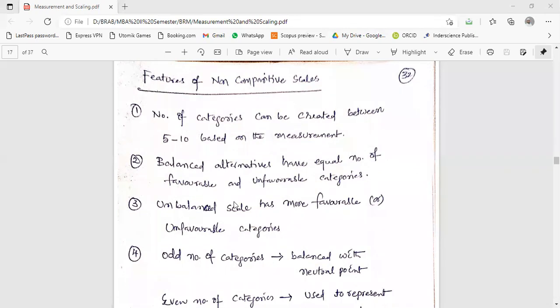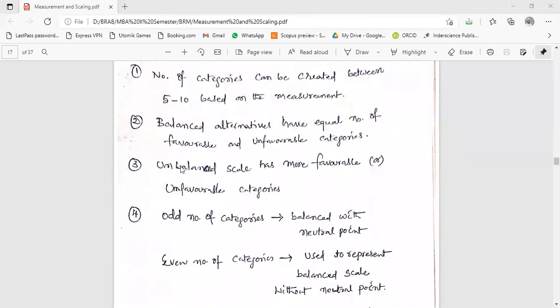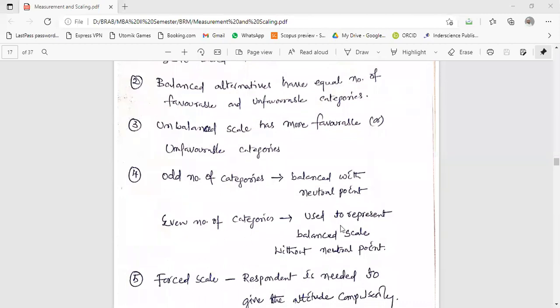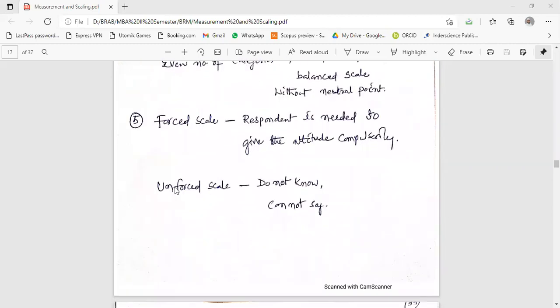Then an unbalanced scale has more favorable and fewer unfavorable categories. See this. An odd number of categories gives a balanced scale with a neutral point. An even number of categories represents a balanced scale without a neutral point. So you should not provide a neutral point if you want to use an even number. Forced scale is also there. The respondent needs to give an attitude compulsorily.